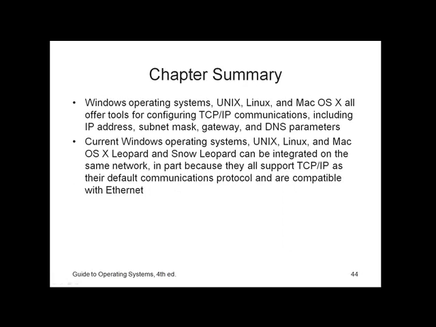Windows operating systems, Unix, Linux, Mac OS X, all are going to offer tools for configuring the TCP/IP communications protocol. That will include the IP address, the subnet mask, the gateway, and the DNS parameters, all of which are needed to have a successful connection to the network. And current Windows operating systems, Unix, Linux, Mac OS X Leopard and Snow Leopard can be integrated on the same network because they will all support TCP/IP as their default communications protocol and are compatible with Ethernet.